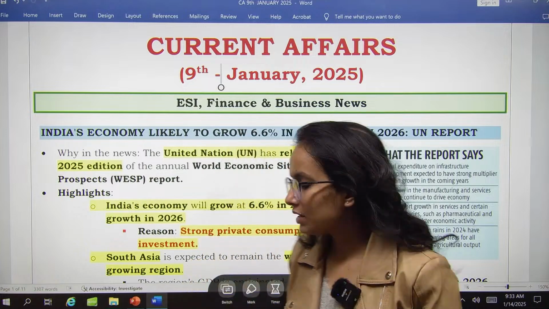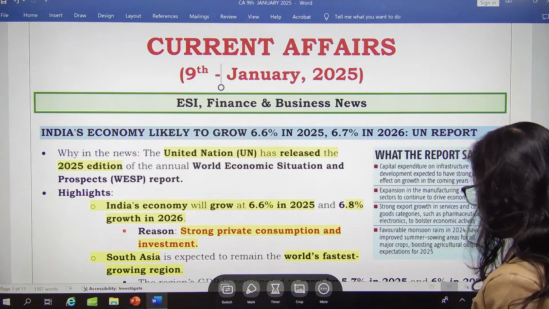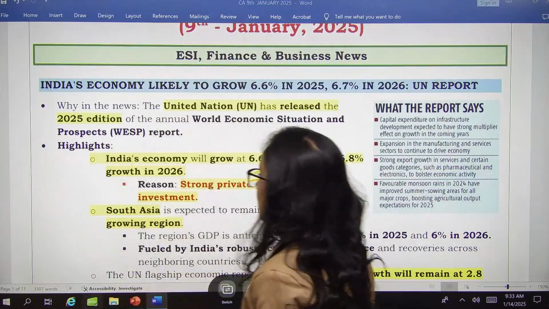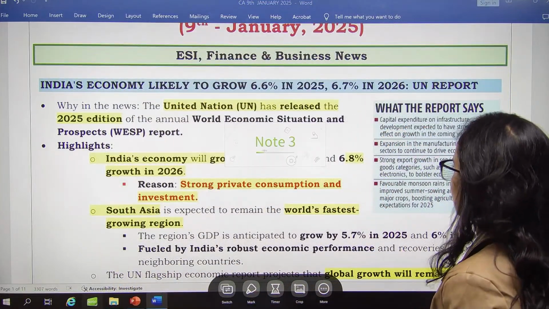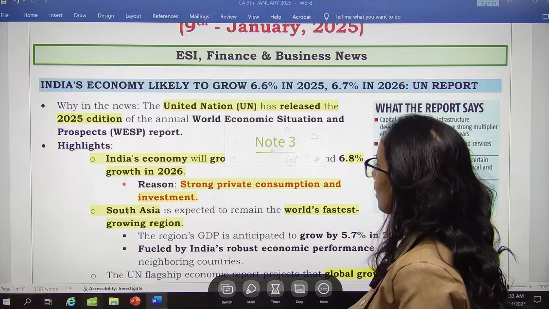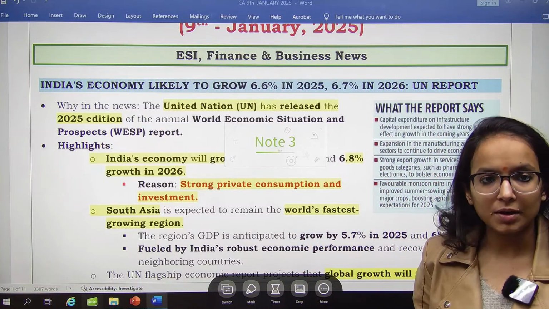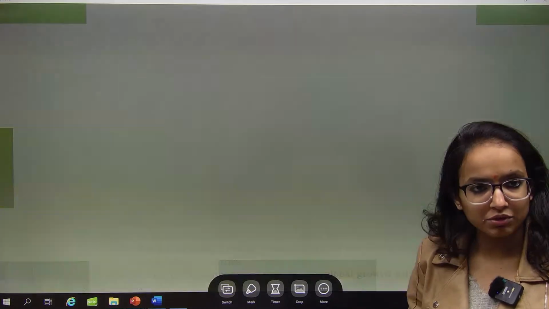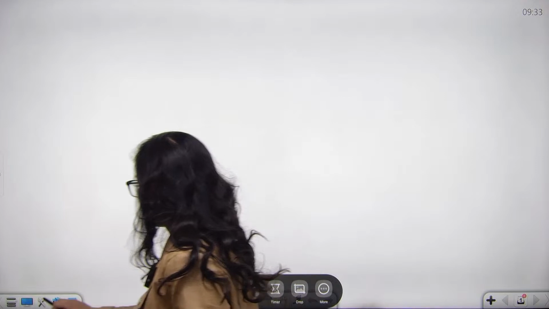So let's begin with the discussion first in the Finance and Business News category. There's United Nations data released for the 2025 edition. This is the World Economic Situation and Prospects Report. So this is important.